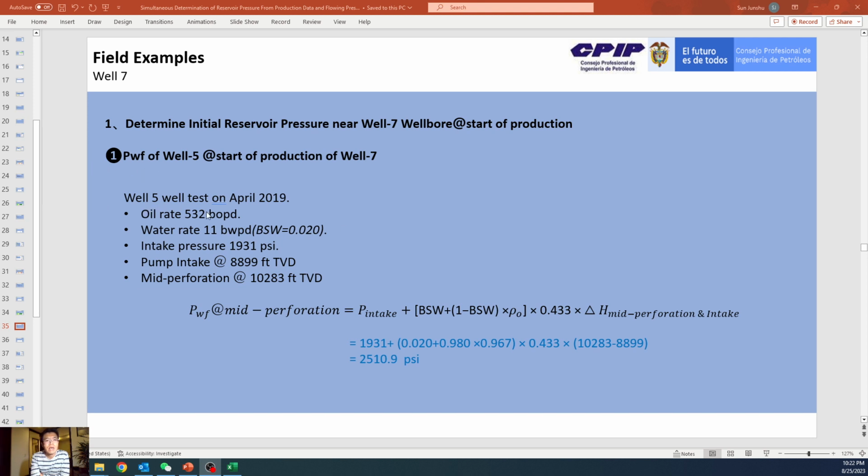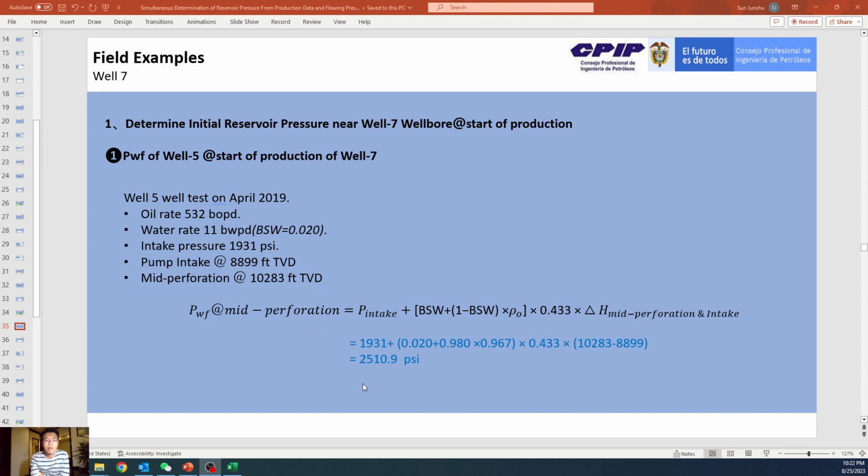Well 5 was tested in April 2019. Oil rate 532 barrels per day. Water rate 11 barrels per day. BSW 2%. Intake pressure 1,931 psi. Pump intake at 8,899 feet TVD. Mid perforation at 10,283 feet TVD.